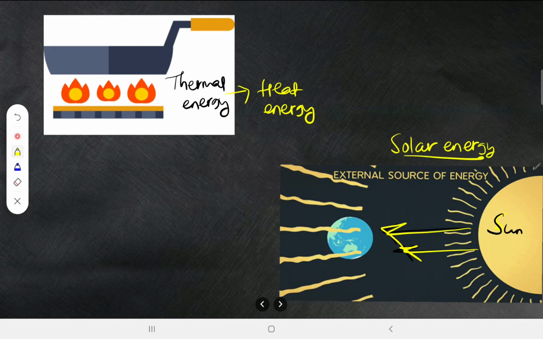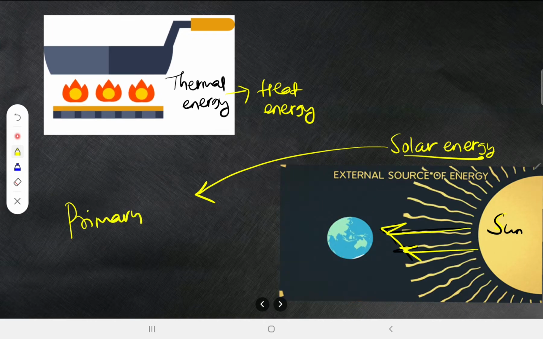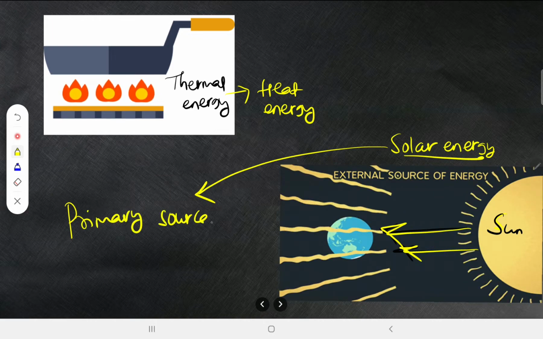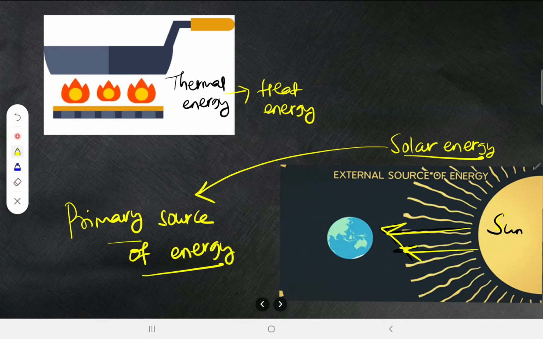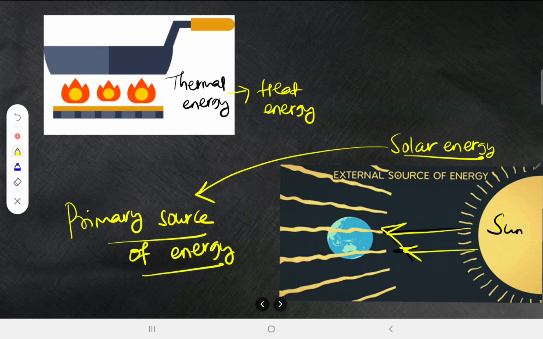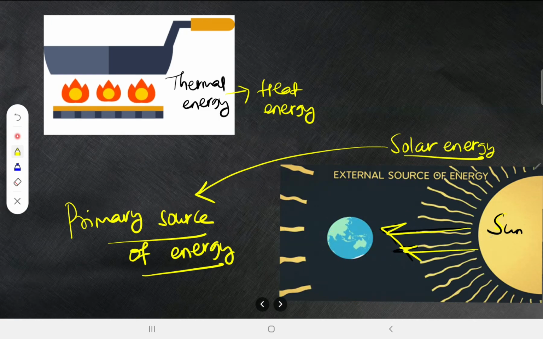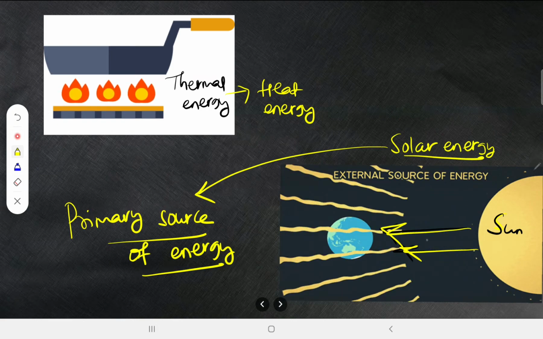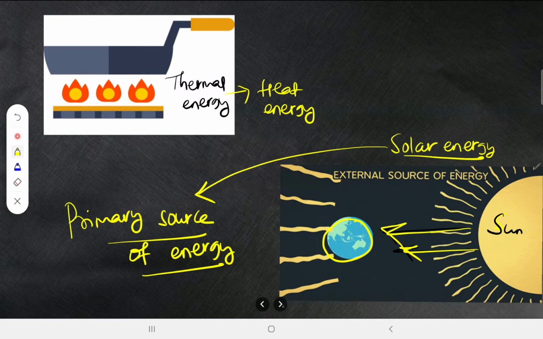All right. So solar energy is known as the primary source of energy for us. Because of this solar energy only, other sources of energy are possible. This is the primary source. This is the first and foremost energy that we receive on our earth. Okay. So that's why it is known as the primary source of energy.